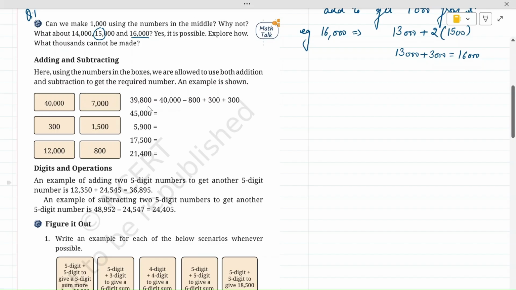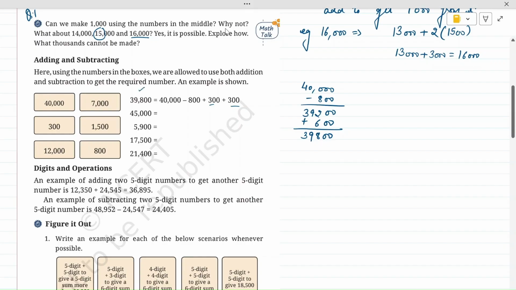So what have they used? They have used 40,000. If we subtract 800 from 40,000, let's see what we will get. 40,000 minus 800 is 39,200. Okay, yes. Now to this 39,200, if we add 300 plus 300, means we are adding 300 two times, that means we are adding 600 to it. So this becomes 39,800. Okay, and this is the number which we wanted.